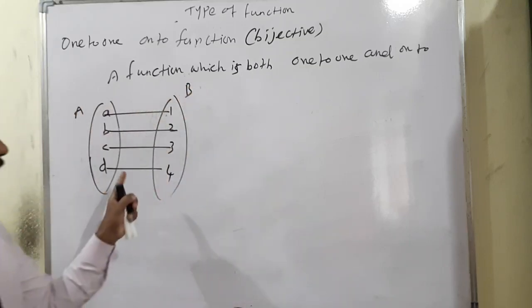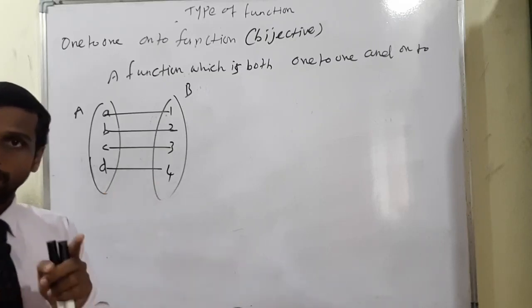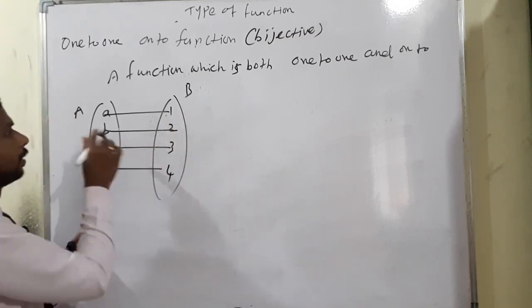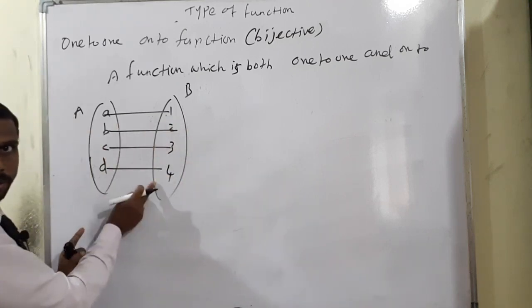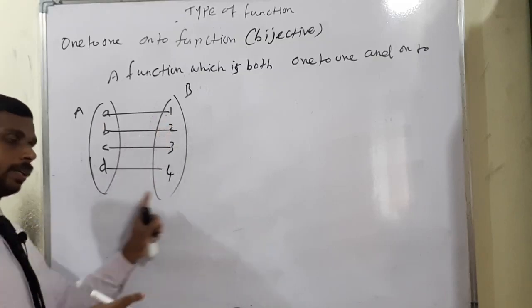So definitely first we can check it is one to one. What is the definition of one to one? Different elements of A have different images in B. Each and every one, we have different elements, no? Different elements equate to different images. That's why we can say it is one to one.